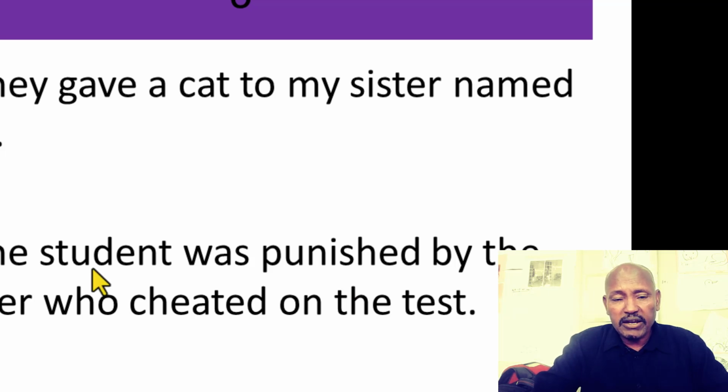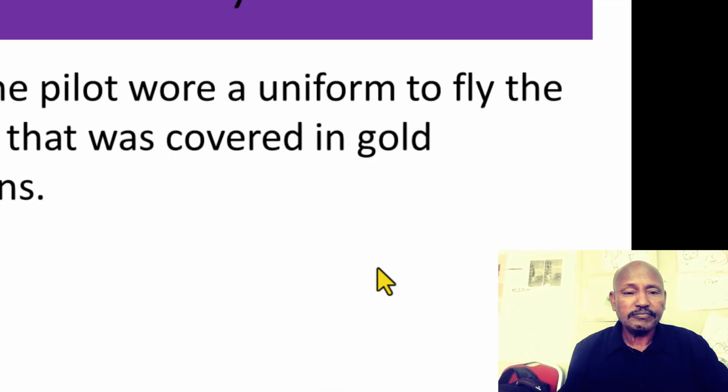This is a modifier and it wants to modify the student here. Was punished by the teacher. I will complete it like that.